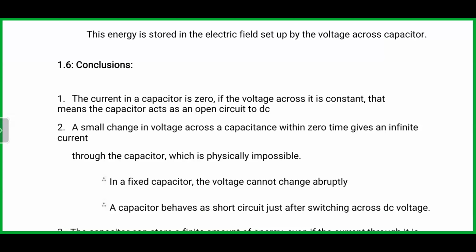So let's conclude here. The current in a capacitor is 0 if the voltage across it is constant. Do you accept it? Sir, please, can you go over it? You say that the current in a capacitor is 0 if the voltage across it is constant. Is it true or false?